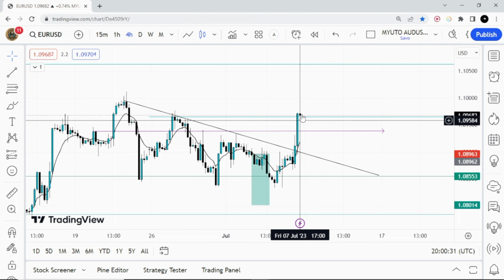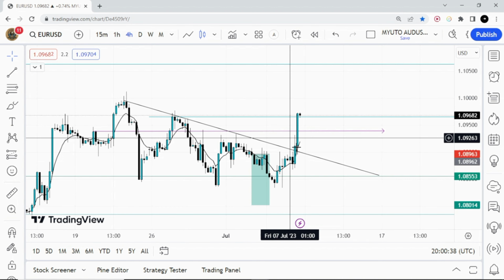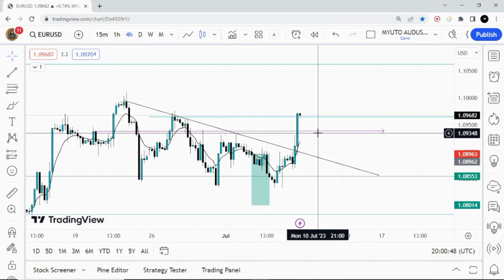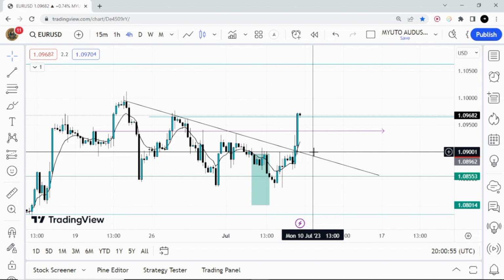So the expectation is that price might come and retest this level here, as well as retesting this trend line. But this candle retested the trend line and then shot to the upside, so we might either come and retest our black candle here, or we might find support at the 1.0900 psychological level. So anything can go, guys. You might come and find support at this level here somewhere.